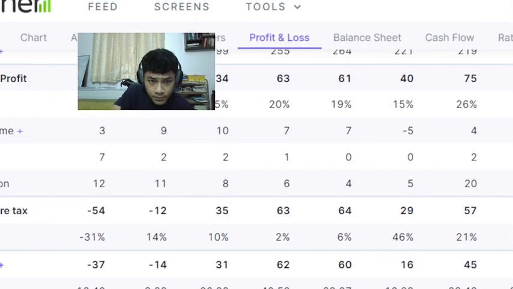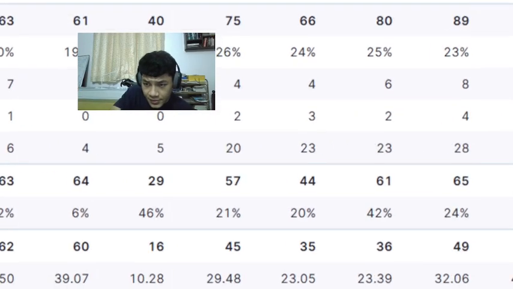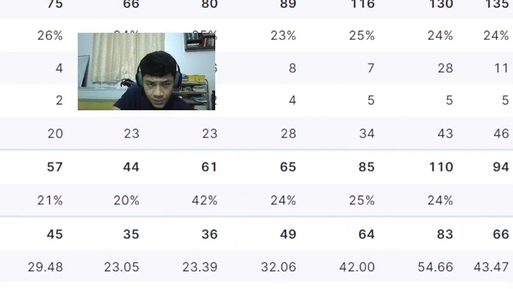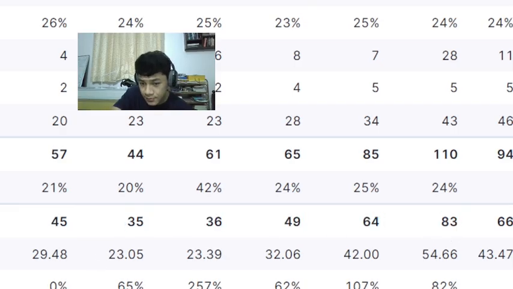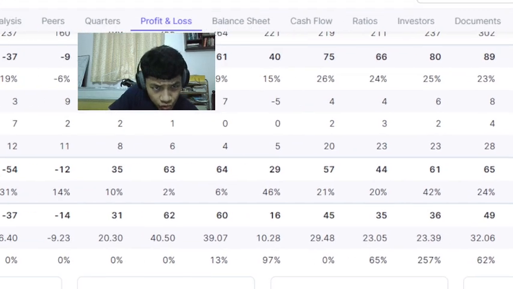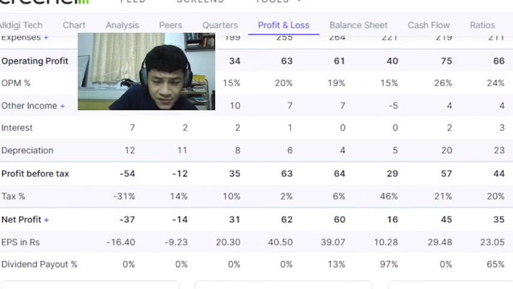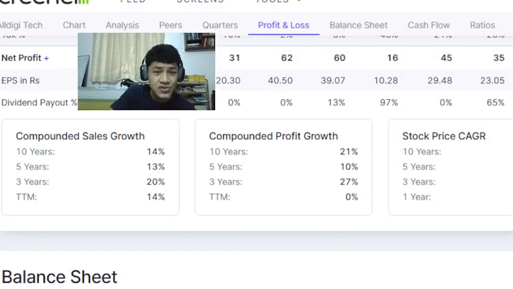But even though we see in these numbers, from 35 at least, 35 all the way to 83, there is a substantial increase. This 83 should be 69, but still okay. So we see decent revenue growth, and we have seen decent profit growth, but profit growth has usually outpaced revenue growth. Interesting.